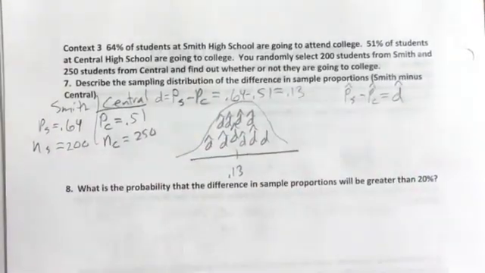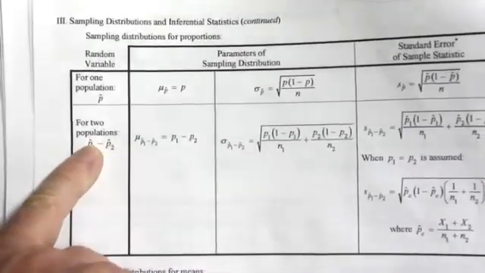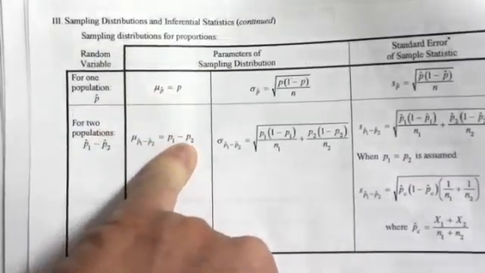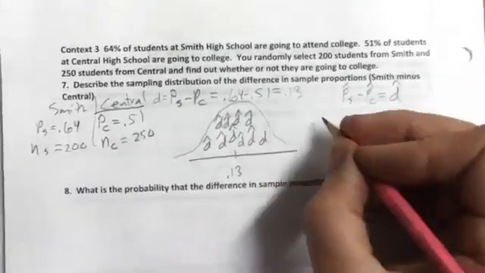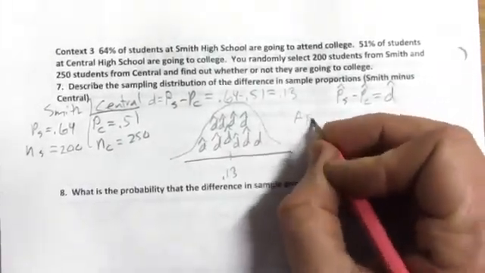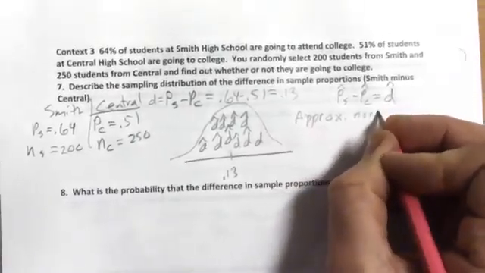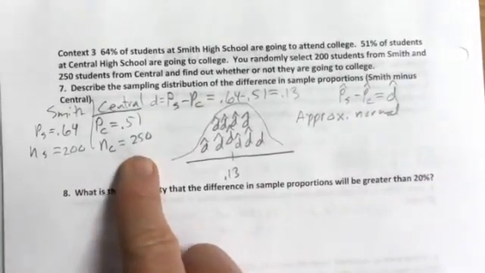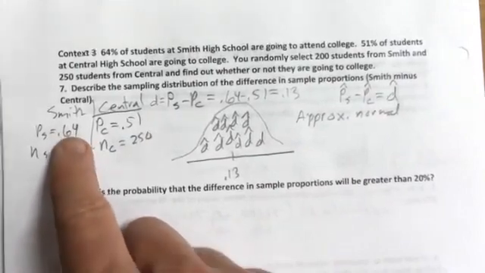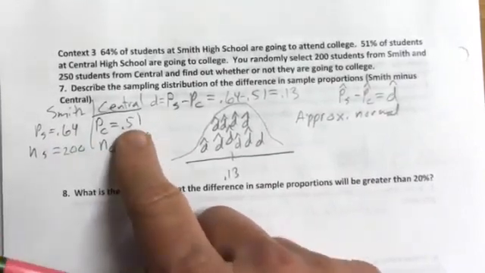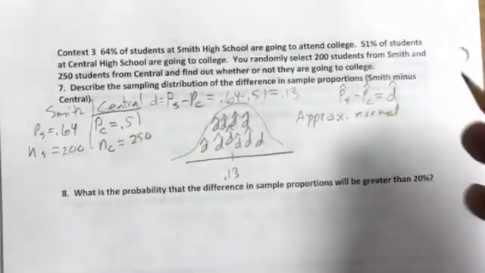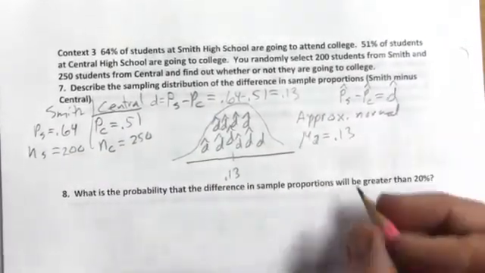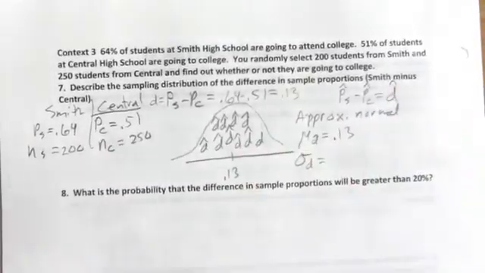That puts us here, a sampling distribution for proportions. The mean of these differences is going to equal the true difference. Let's describe the shape. They will be approximately normal, as long as n times p and n times 1 minus p are greater than 10 for both of these. And that's clearly true: 200 times 0.64, 200 times 0.36, 250 times 0.51, and 250 times 0.49. They're all greater than 10. So the shape is approximately normal. The mean of the differences is equal to the true value of 0.13. And then the standard deviation of the differences is this formula.